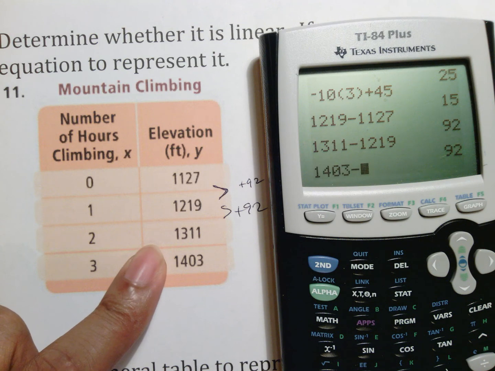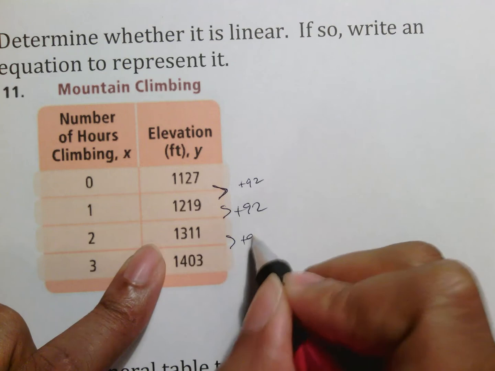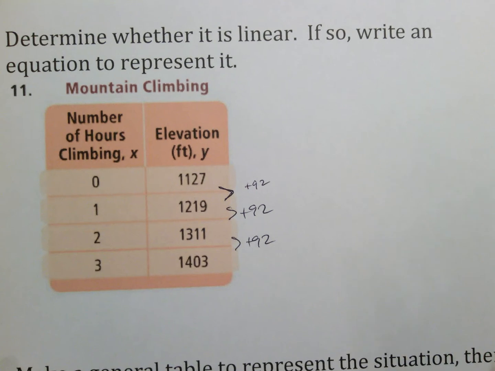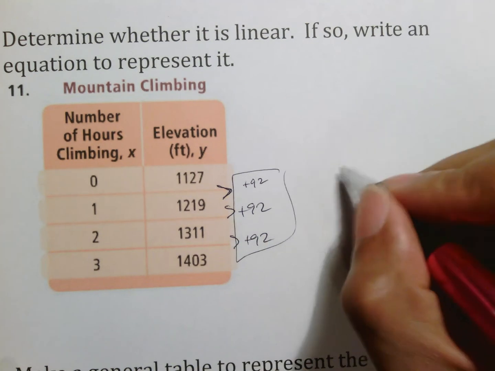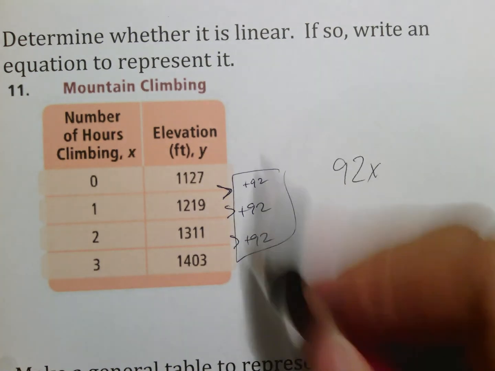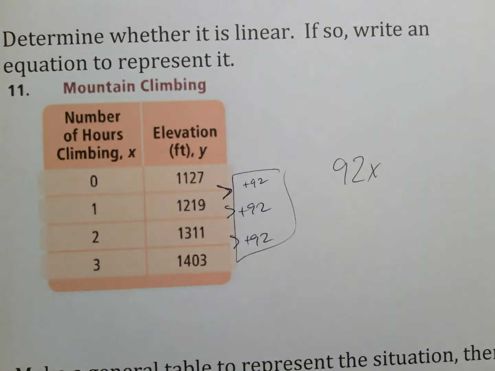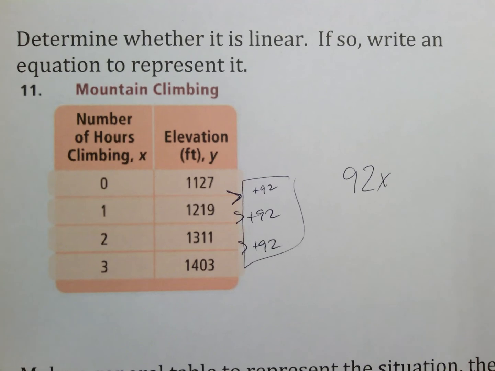1403 minus 1311 is also 92. So the first answer is yes, it's linear. The second answer starts from right here, where we're going to do 92x, because if our rate of change is 92, that's what should be attached to the x.